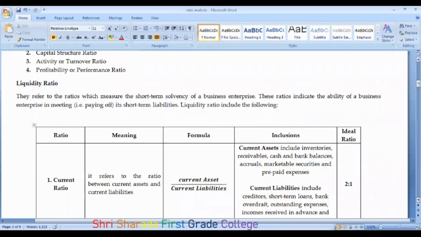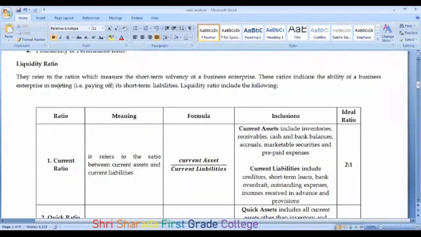By the term itself, it is liquidity. How well the company can pay its debts to the parties and meet its financial obligations will be studied in the case of the liquidity ratio. The meaning is the same here: it measures the short-term solvency of the business enterprise, and it is also the ability of the business enterprise to pay its debts, that is, its short-term liabilities.